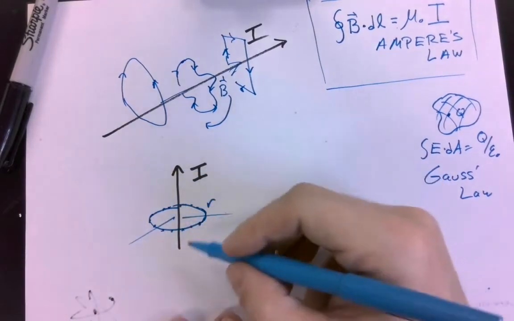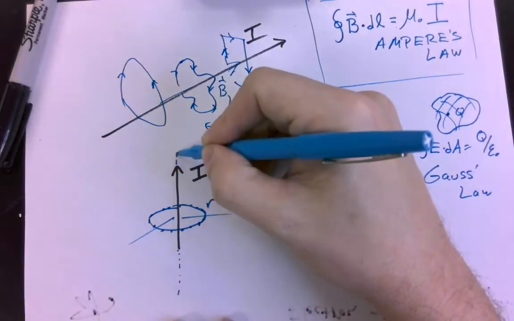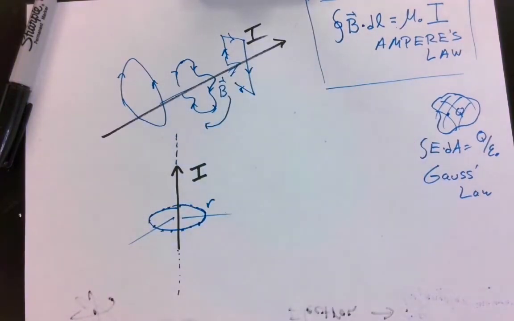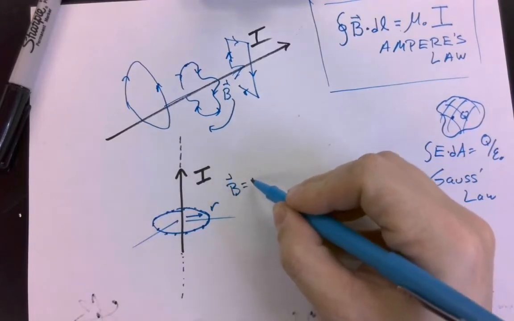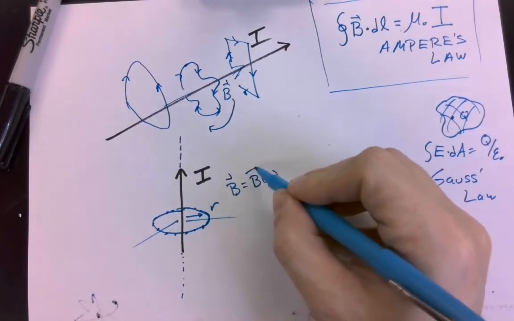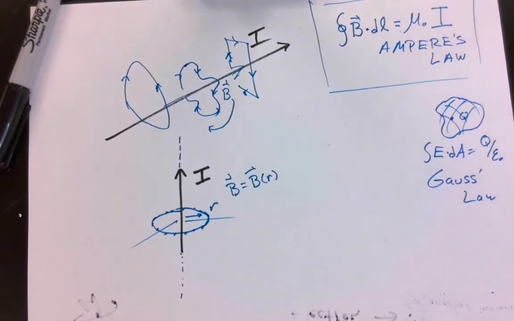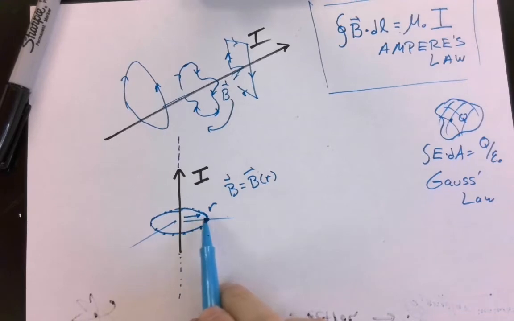It can't depend on Z if the line of current is considered infinite, because it doesn't matter where you are in Z, or if that line is infinite, nothing about the problem changes. The only thing it can depend on is R, so I can write B is equal to B of R. That B is just a function of R, and that it's constant everywhere if R remains constant. So everywhere in a loop of constant radius, B is going to be the same.